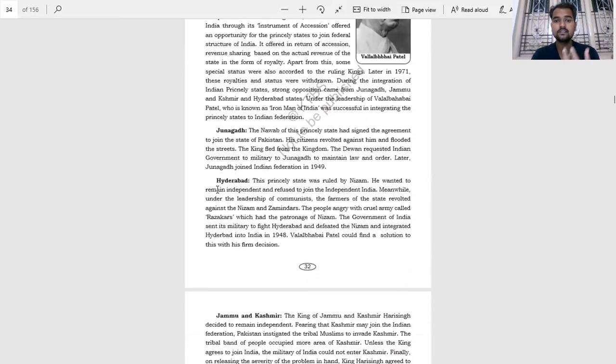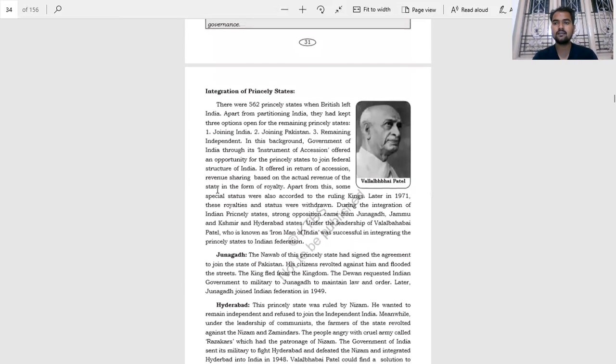Even today, respecting his work of unifying these 562 princely states, the title Iron Man of India has been given to Sardar Vallabhbhai Patel. And the present government has also made its own contribution by building the largest statue of Sardar Vallabhbhai Patel in Gujarat. The name of the statue is Statue of Unity, because Sardar Vallabhbhai Patel is the main reason behind the unification of India, the unification of the princely states.